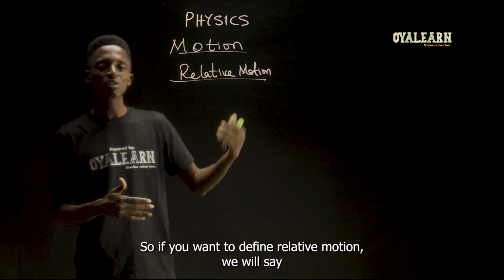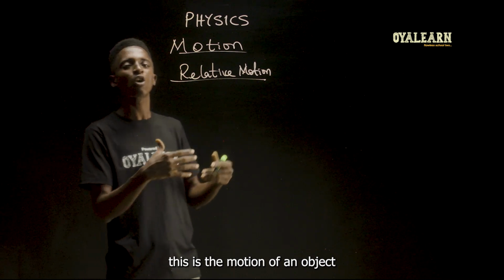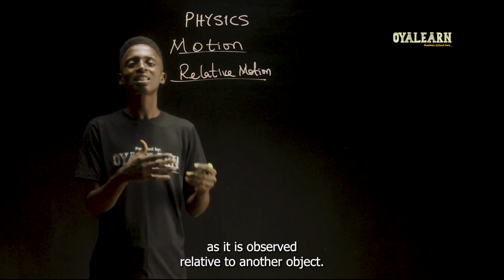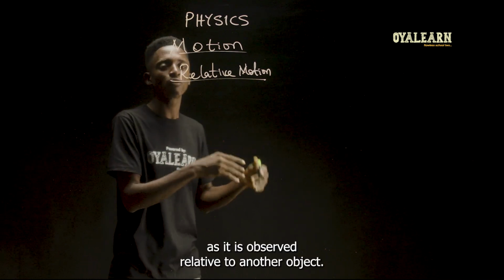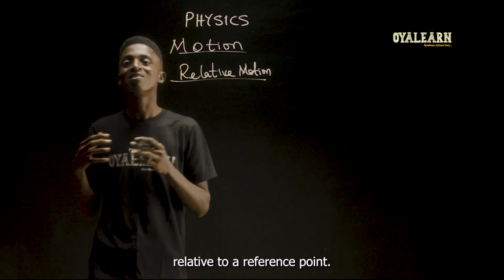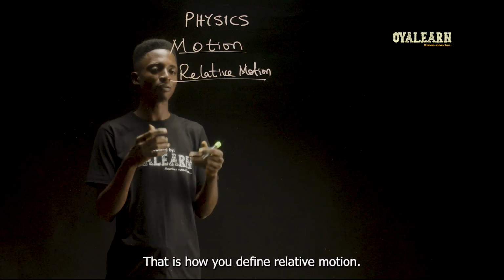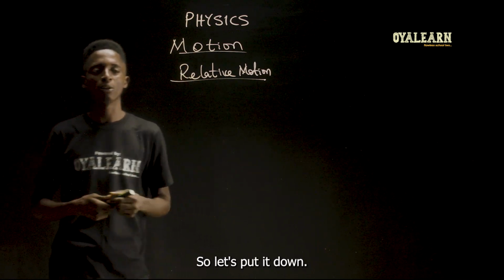So if we want to define relative motion, we will say this is the motion of an object as it is observed relative to another object, or just say the motion of an object relative to a reference point. That is how you define relative motion. So let's put it down.